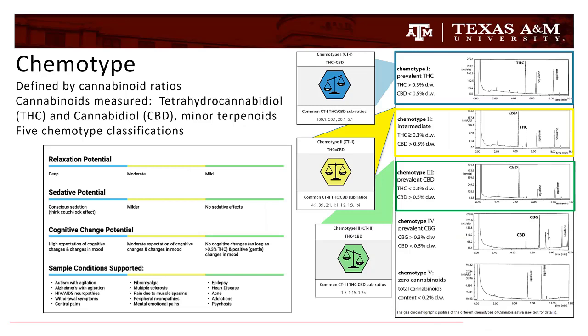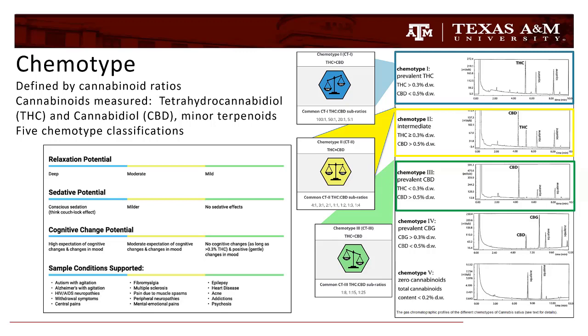So the second classification is chemotype, and this is how the different cannabinoids, THC and CBD, relate to each other. There are other cannabinoids that contribute to the potency, but THC and CBD are the most commonly referred to. I'm going to go over the first three since we're doing drug type cannabis.